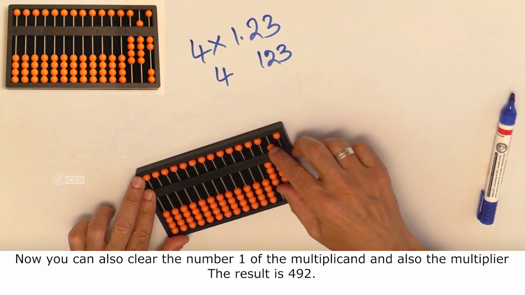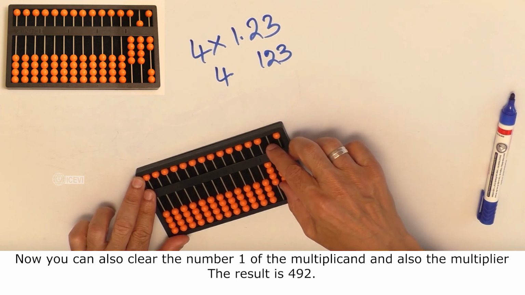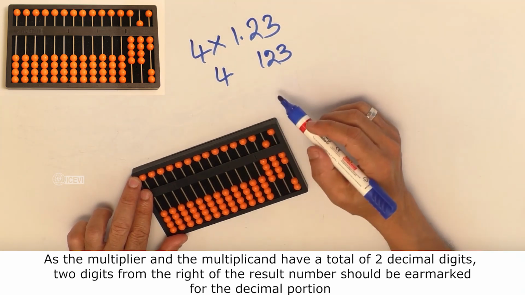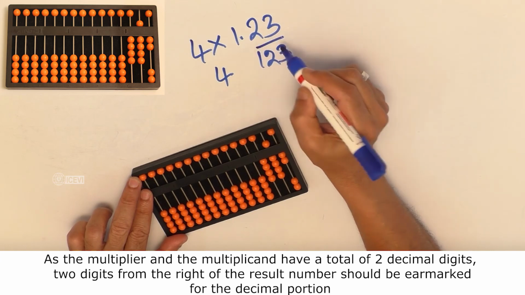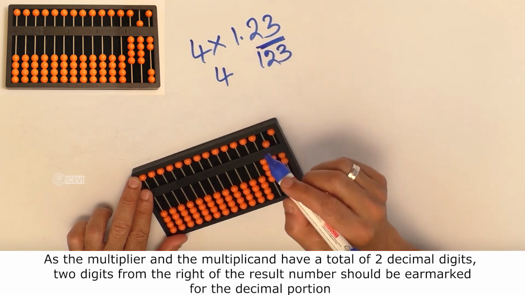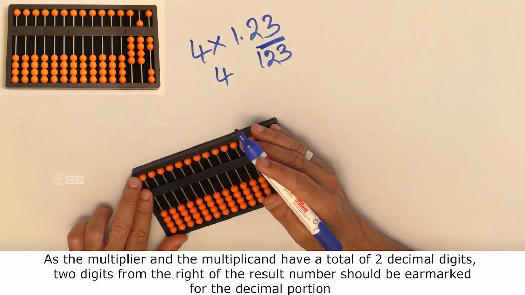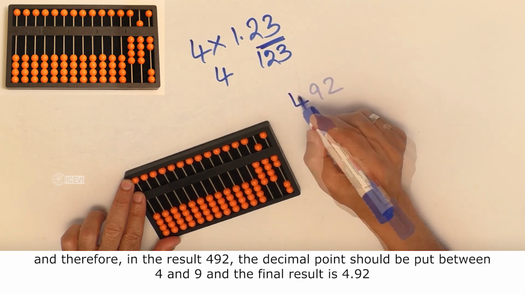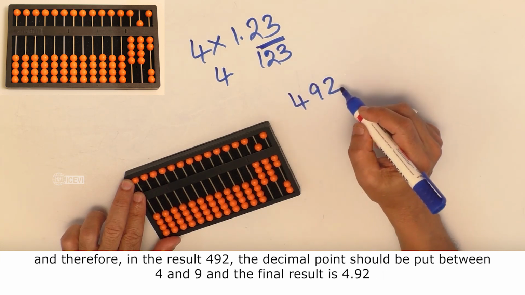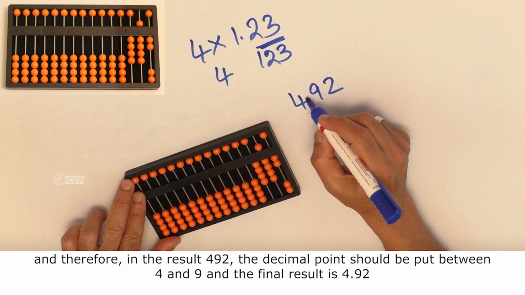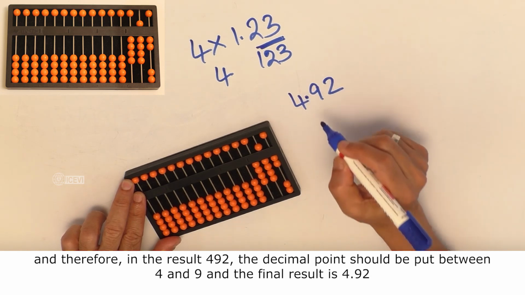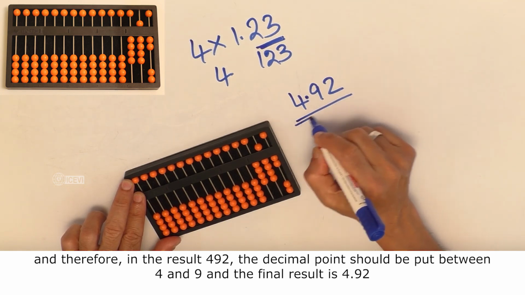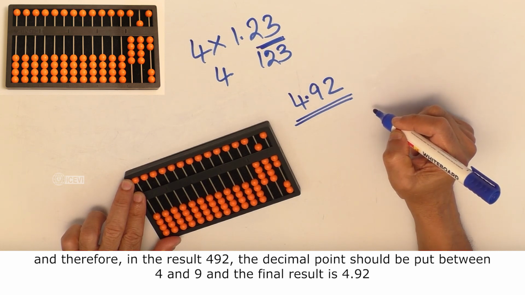The result we get is 492. As the multiplier and the multiplicand have a total of 2 decimal digits, 2 digits from the right of the result number should be earmarked for the decimal portion, and therefore in the result 492 the decimal point should be put between 4 and 9, and the final result is 4.92.